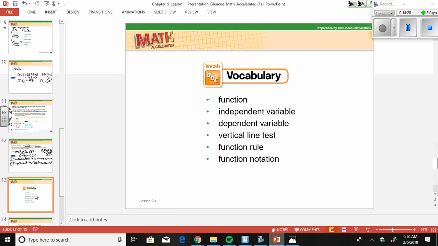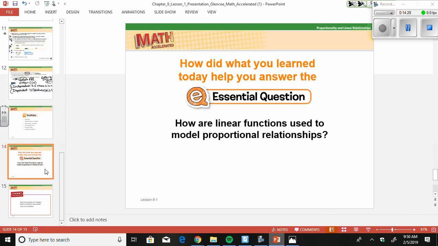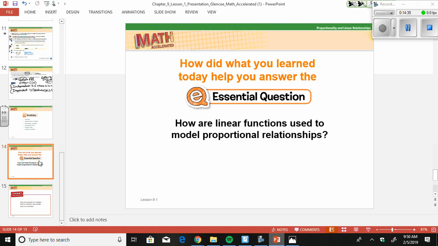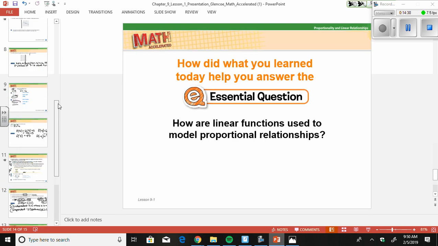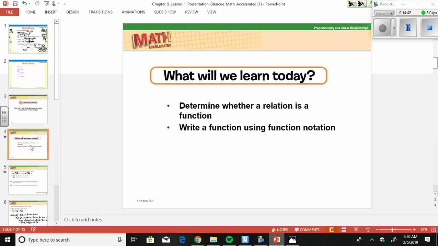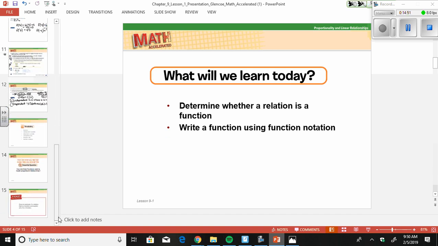So our vocabulary that we talked about: function, independent variable, dependent variable, vertical line test, function rule, function notation, and how are linear functions used to model proportional relationships. So you can always, whoops, I need to answer that. Coming back up here, it was right here. So it helps us to determine a relation as a function and to write a function using function notation and start changing the way we look at an equation.